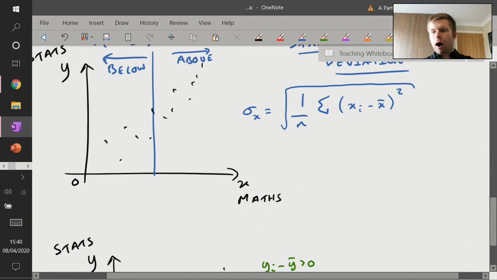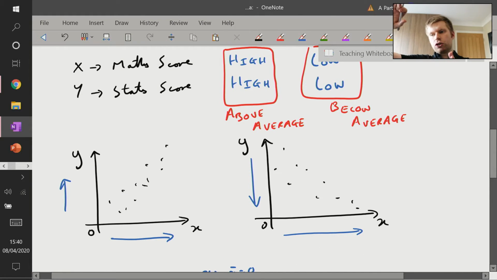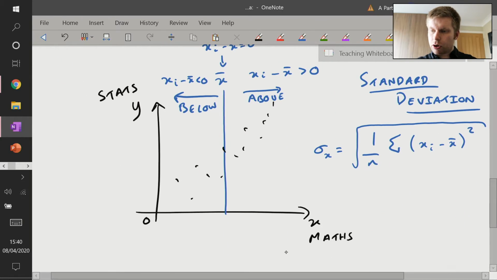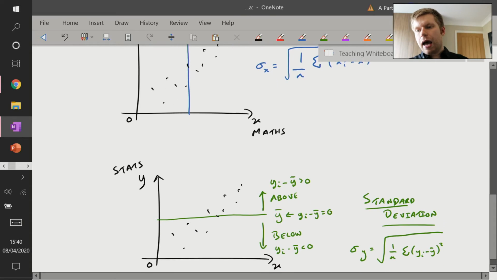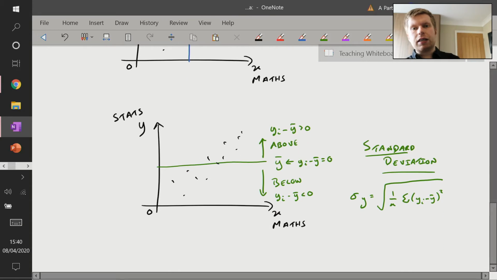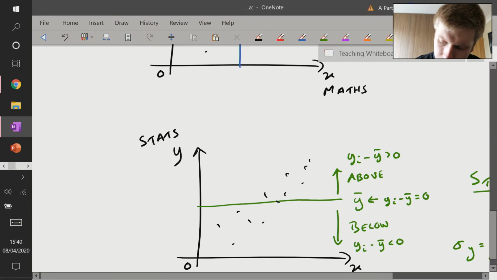But remember, I'm trying to look at correlation. In other words, are you following an upwards trend or a downwards trend? So what I need to do is look at these two things: whether you're above or below average on the maths paper, and above or below average on the stats paper, but I need to look at them together, in combination. So let's have a look at this.